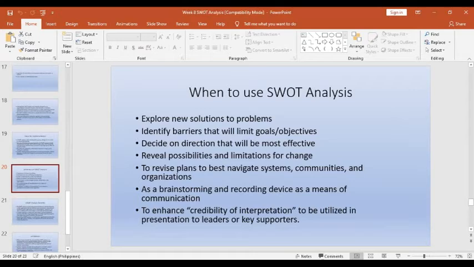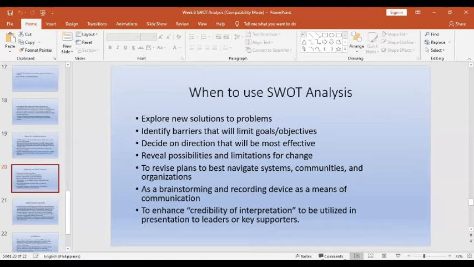Because if we set goals and objectives, they should be long term and specific. But we should not go beyond the boundaries, because if we do that, we cannot achieve the objectives that we want to achieve. Another is to decide on the direction that will be the most effective.